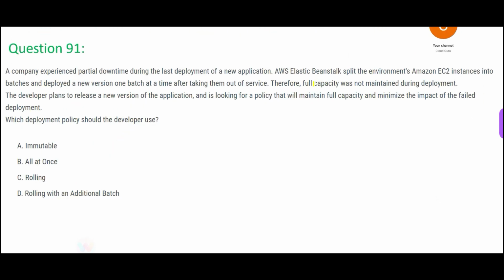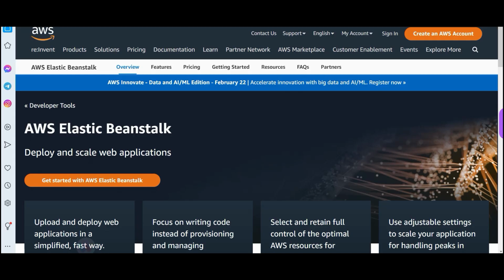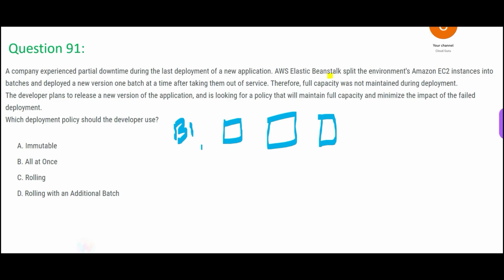See, this question is saying last time the developers did some deployment of EC2 instances, and there was a partial downtime. For example, you see these yellow boxes, these are all EC2 instances, and they deployed it. It was a new application, and then there is a partial downtime. Now they have used Beanstalk, which is used to deploy and scale web applications. So all applications that you want to deploy, we use Beanstalk.